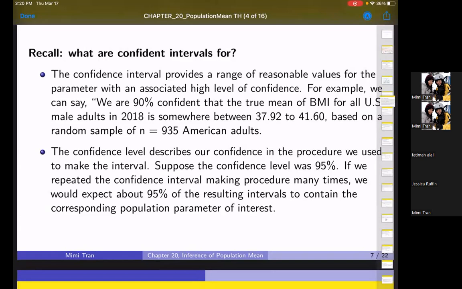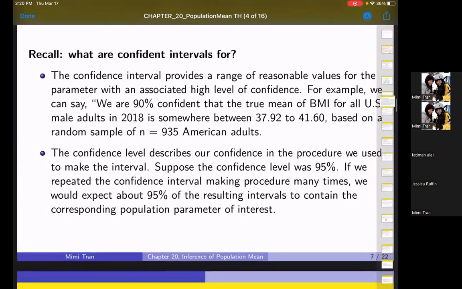We are 90% confident that the true mean of BMI for all of the US now in 2018 is somewhere between 37.9 and 41.6, right? Now, a lot of people on the exam make mistakes. In my teaching experience, instead of saying we are 90% confident, people will say 90% chance, 90% probability, and that's wrong. I'll tell you why it's wrong.